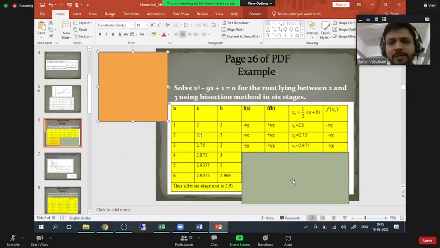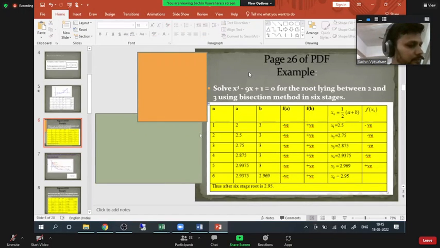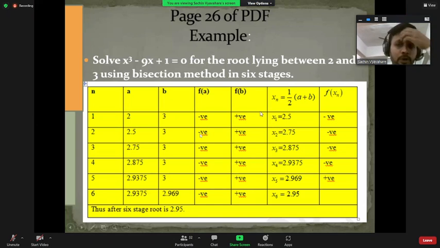I will continue here and open all these things and just show you. This is the final result that you have. In the first iteration the approximate root is 2.5. In the second iteration, n is 2, we have 2.75. In the sixth iteration, we got the approximate root as 2.95. You'll observe here is 2.93, here is 2.96, here is 2.95.